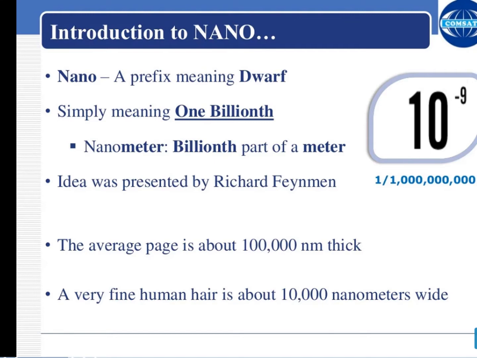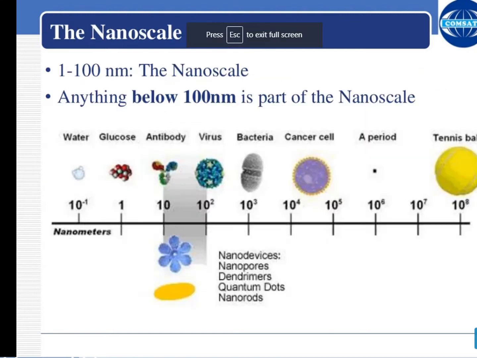This idea was presented by Richard Feynman. The average page is about 1 lakh nanometers thick. A very fine human hair is about 10,000 nanometers wide. So the scale we represent here for nanometers is in the range of 10 to the power of minus 9. Everything here is presented in 10 to plus ranges, and after 1, 10 to the power of minus 1 comes under the minus ranges. Anything below 100 nanometers is part of the nanoscale.